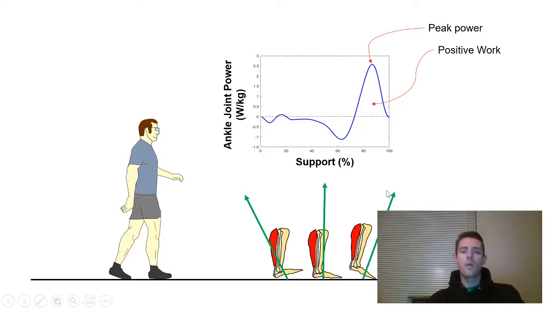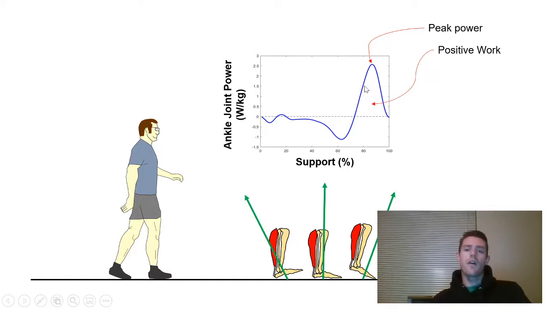While we walk, the ankle joint generates a lot of power, especially towards the end of the stance phase, or the period of the gait cycle where the foot is on the ground. Here I have a traditional, very commonly seen ankle joint power curve. It starts at zero and ends at 100, sampled so that it's 100% of the support phase while the foot is on the ground.